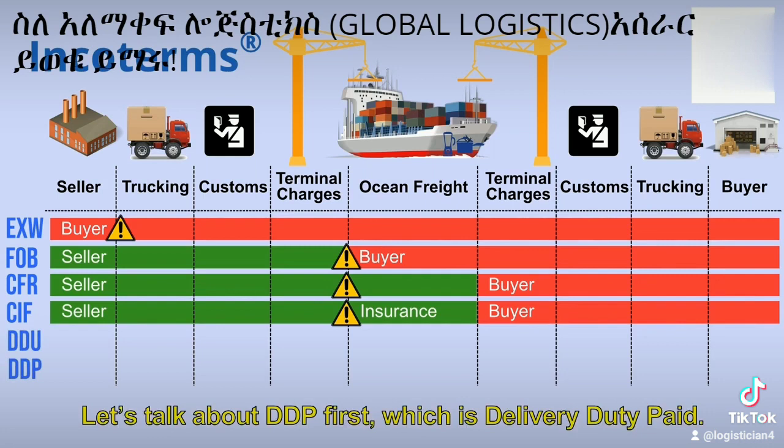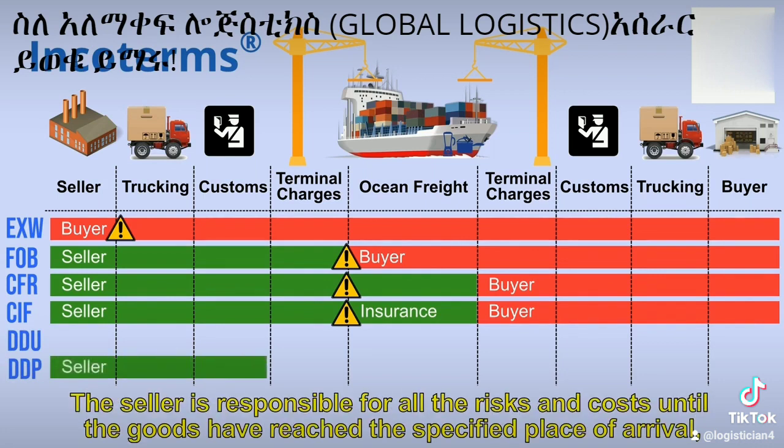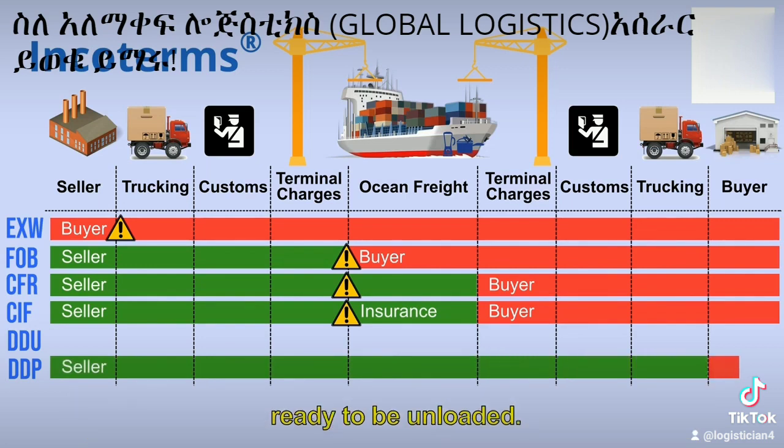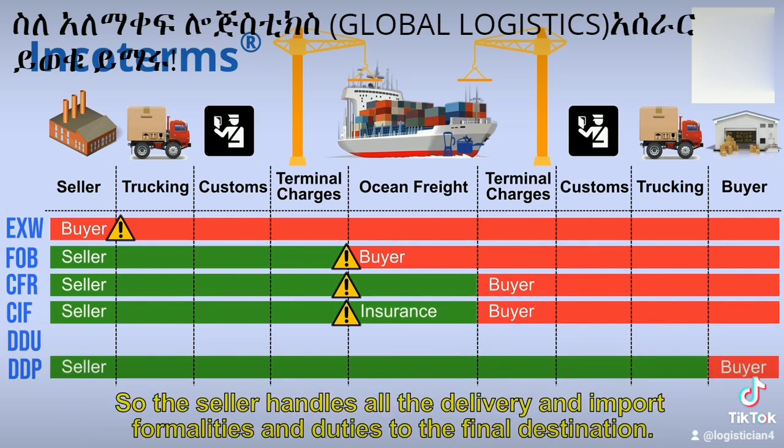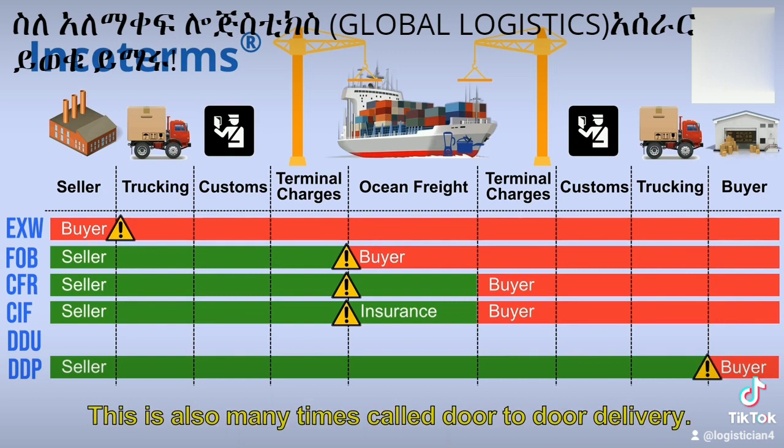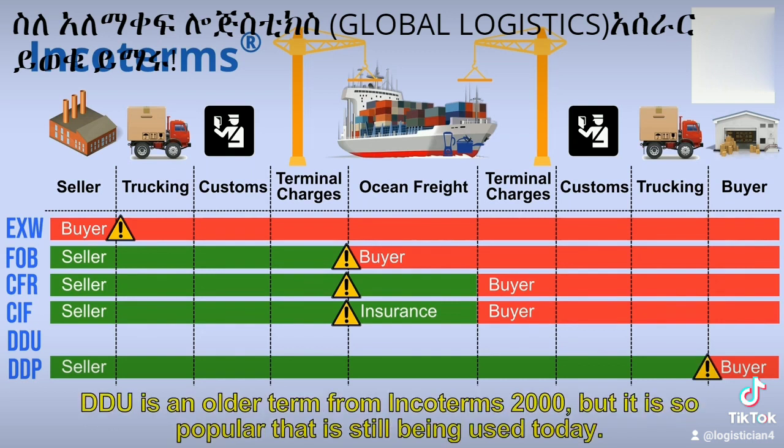Let's talk about DDP first, which is delivery duty paid. The seller is responsible for all the risks and costs until the goods have reached the specified place of arrival, ready to be unloaded. So the seller handles all the delivery and import formalities and duties to the final destination. This is also many times called door-to-door delivery. DDU is an older term from Incoterms 2000, but it is so popular that it is still being used today.